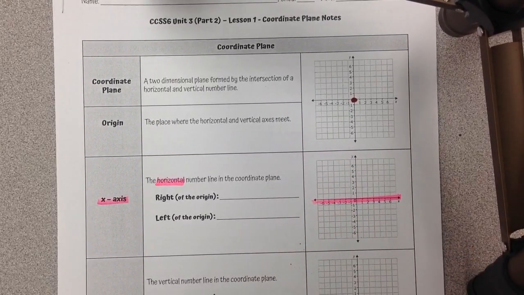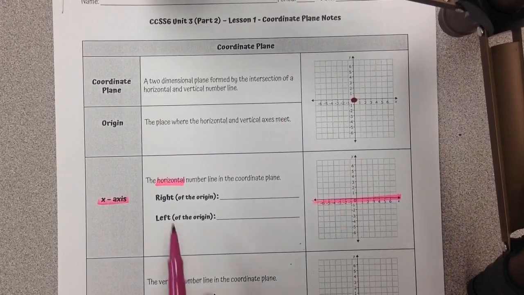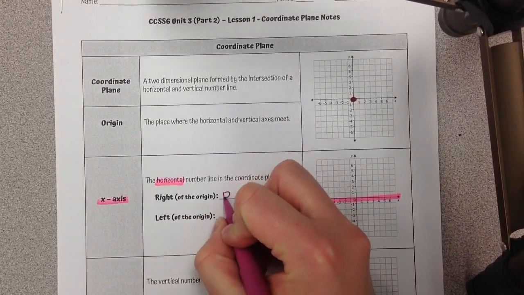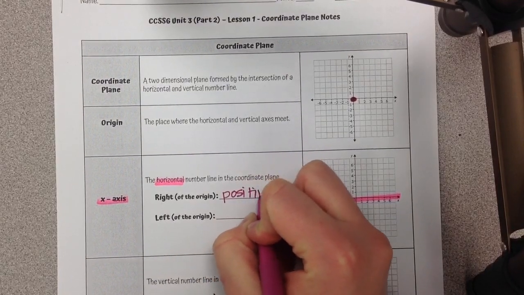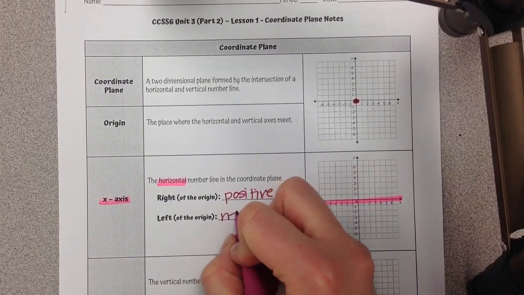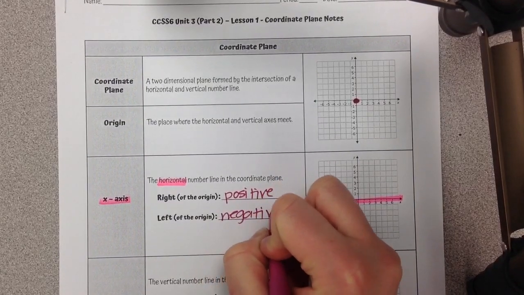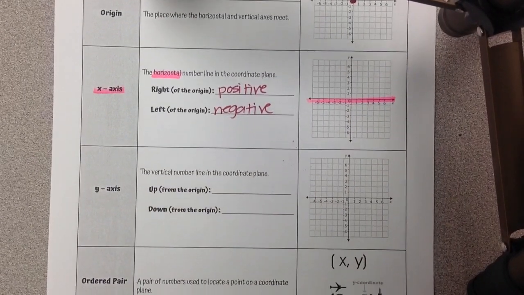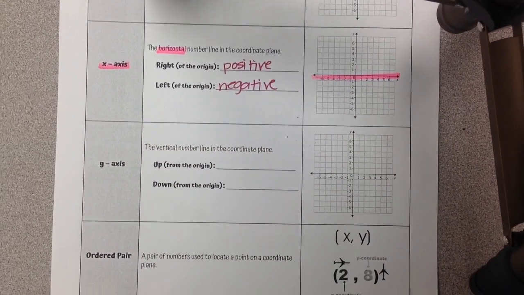Okay? Just like a regular horizontal number line, any of your numbers to the right of the origin are going to be positive numbers. Any numbers to the left of the origin are going to be negative. Right? Then we have the y-axis.